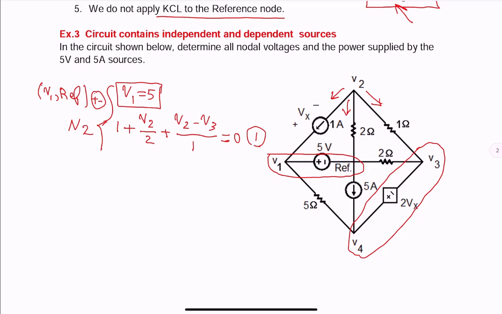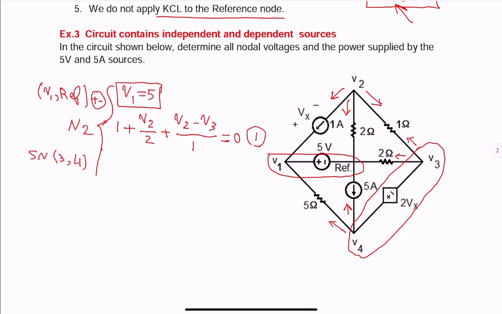And then we look at the supernode. The supernode has nodes 3 and 4 in it. I'll start with one of the branches, the 5 ohm branch. Write currents leaving the node equal to 0, and just move along the red line encircling the nodes and write the currents leaving that supernode equal to 0.